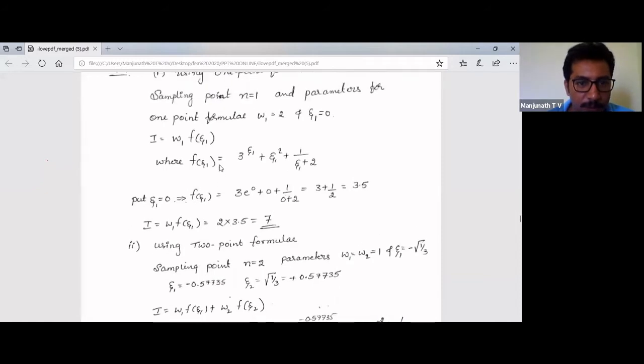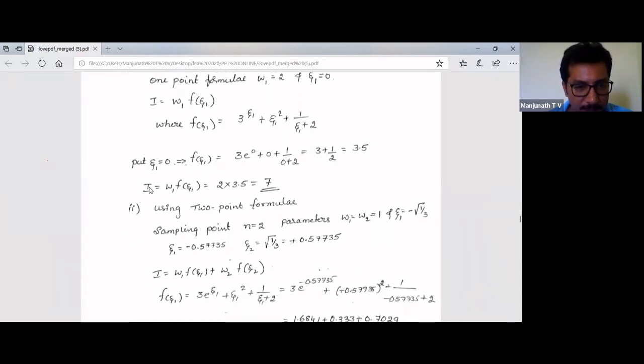Okay, so here in terms of zeta, we have got the zeta 1 value as 0 for one sampling point. Just substitute that value in this f of function. Then we are going to get 3 e to the power of zeta 1 as 0, plus zeta 1 square, that is 0, zeta 1 is also 0, plus 1 by zeta 1 plus 2. Substituting this zeta 1 value in this particular f of function equation, you are going to get the value 3.5.